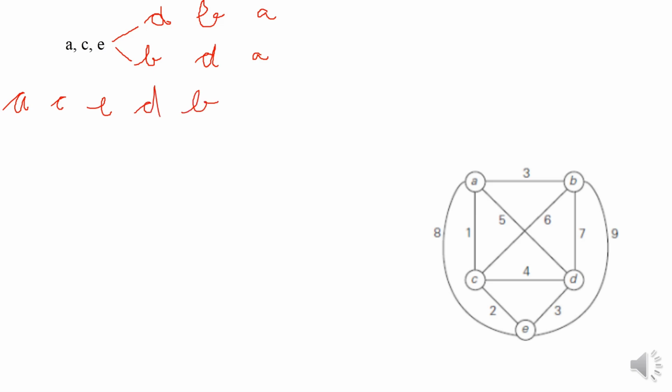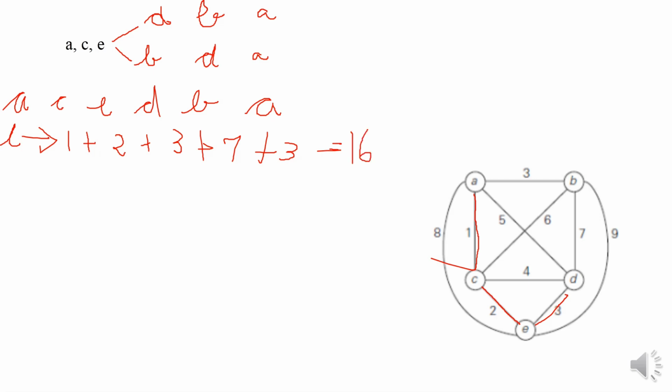If we were to consider ACEDBA, then this is the complete tour. In this case, we would get the length of the tour as AC. So what is AC? AC is 1 plus next CE. So C to E, that is 2. E to D is 3 plus D to B. D to B, that is 7 plus B to A, that is 3. And this value is also 3 plus 3, 6. 6 and 7, 13. 13 plus 3, 16.